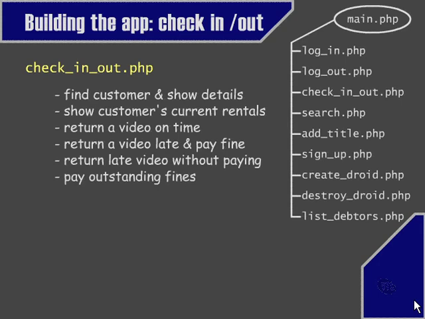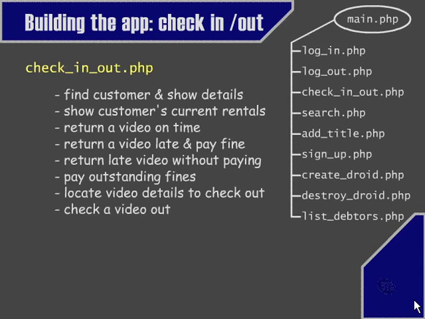We also need to be able to let the customer pay any outstanding fines on their account. We also need to be able to locate the video details to check out a particular video, and we also need to actually check the video out. First of all, let's look at showing the customer's details.